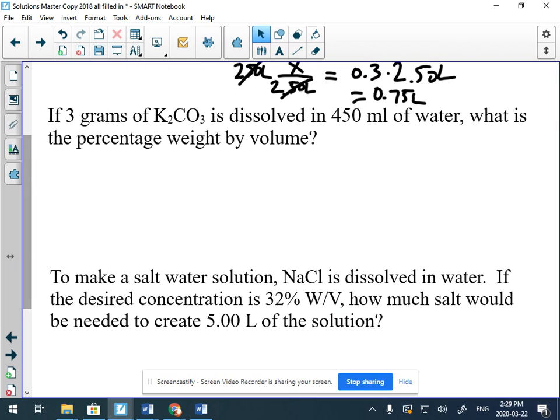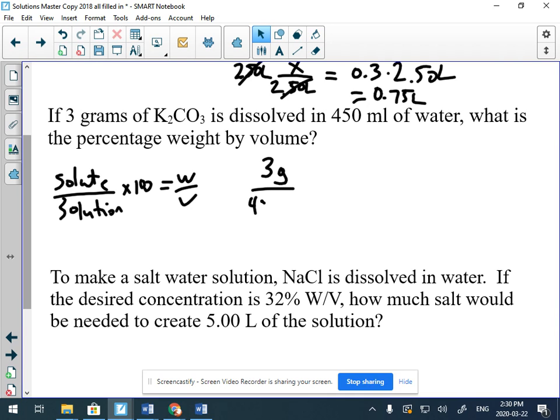It says, if 3 grams of K2CO3 is dissolved in 450 milliliters of water, what's the percentage weight? Okay, so this is a weight within volume. So solute over solution times 100 is equal to WV, weight volume. So what do we know? Well, our solute is 3 grams. Our solution is 450 milliliters, times 100. Now, it's a little ambiguous. Would those 3 grams give you 3 more milliliters of water? That's a good question. I don't know.